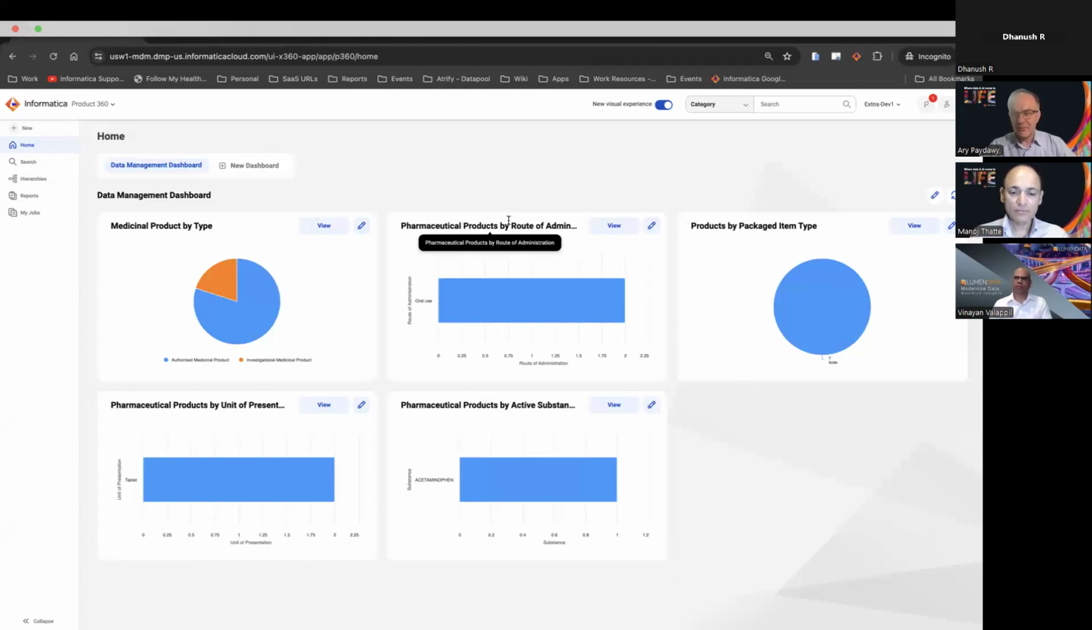On IDMP specifically, as you can see here, I just logged in as somebody on the business side, and I wanted to know, okay, what's going on with my medicinal products? What are the authorized ones? What about the pharmaceutical products? What about the substances and so forth? The solution is persona based, so depending on who you are, you get to see different things on the screen.